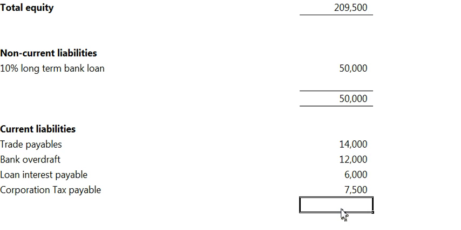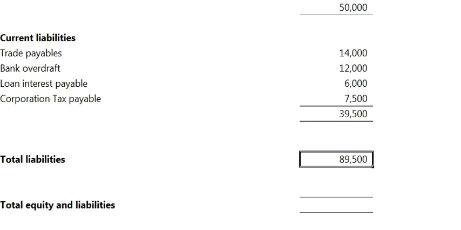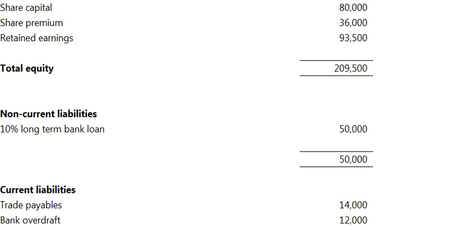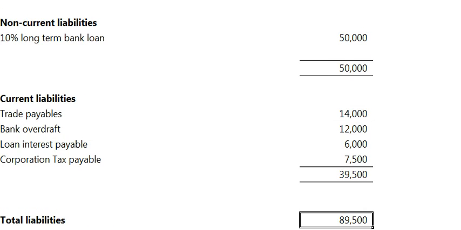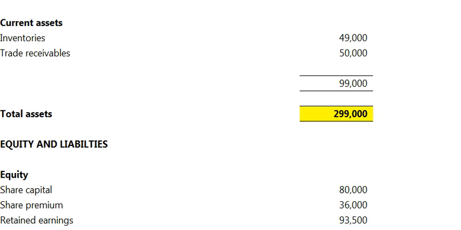Total it. Then we need a total of our total liabilities, which is the non-current and the current. Add it together. You get 89.5. Finally, we need a total for equity and liabilities. We're going to get the 89.5, and we're going to add it to our total equity of 209,500, like so. And you'll find it's 299, which is the same as total assets.